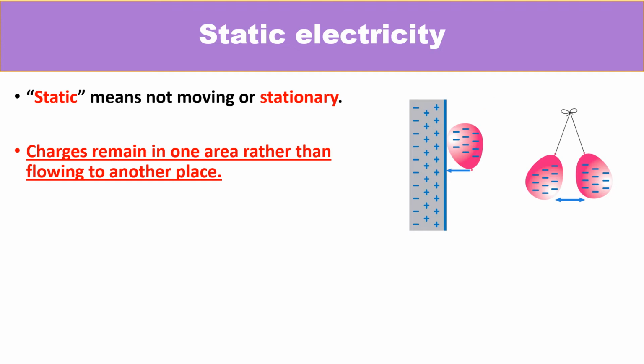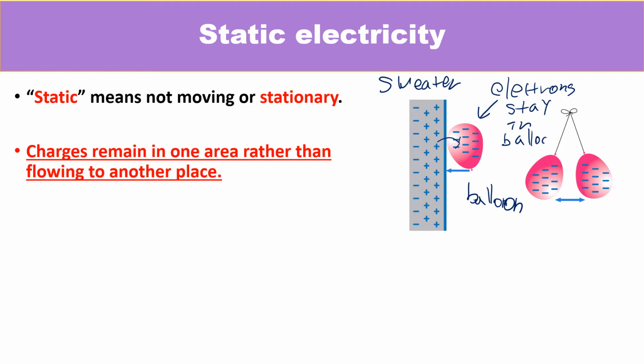I want you to look at this balloon. So let's say you have rubbing going on between the sweater and balloon. The balloon has more negative charge because electrons jumped from one to another. Okay, that part is not about static. Afterward it is static. Can you see that electrons stay in the balloon? What I mean by that is, these electrons do not go back.